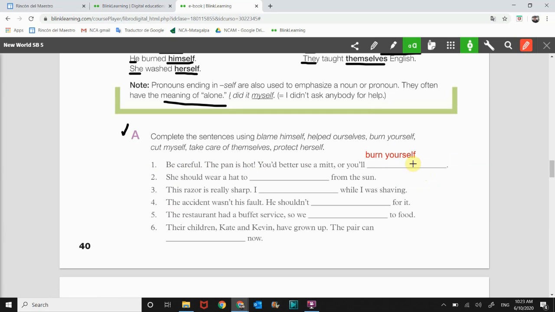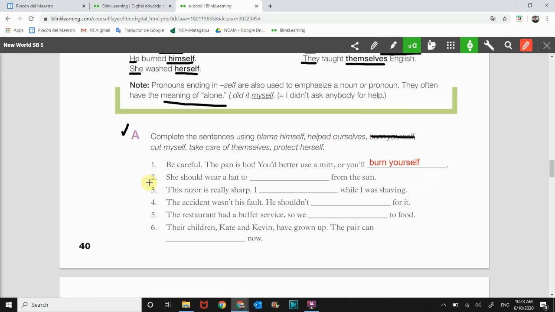Oh, sorry, let me get rid of that one. I just want to move. Sorry. I'm just trying to get this one. There we go. All right, sorry about that. All right, so be careful. It's hot. You better use a mitt or you'll burn yourself. Let's cross out that one.